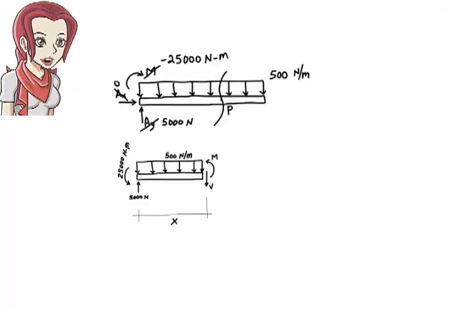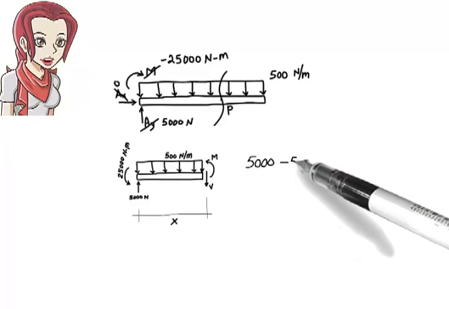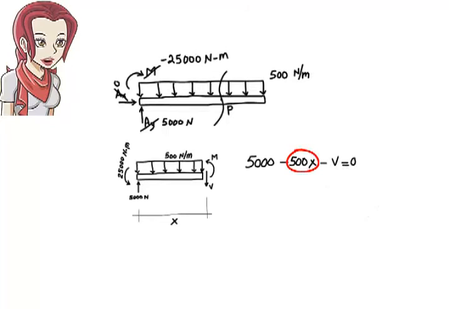We have the sum of the forces in the y direction must be zero, that is 5,000 minus 500x minus V equals zero. Here, 500x is the area of the distributed load applied to the segment. The rectangular load has a height of 500 and a base of x. Therefore, its area is 500 times x.